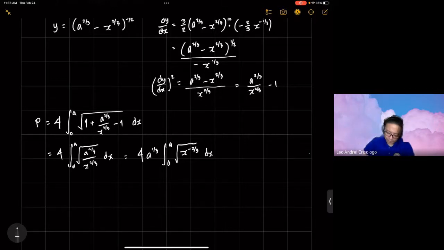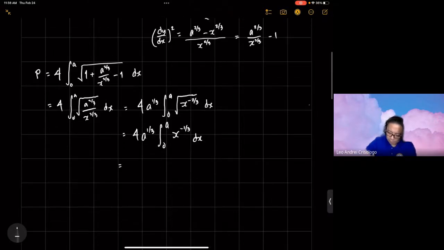Yeah, tama. Okay. May notes ako eh, tapos na-confuse ako. Kasi pala sa notes ko, tinanggal ko na yung square root. So this is 4, a raised to 1/3 integral from 0 to a. You could drop the square root. Magiging x raised to negative 1/3 na lang.